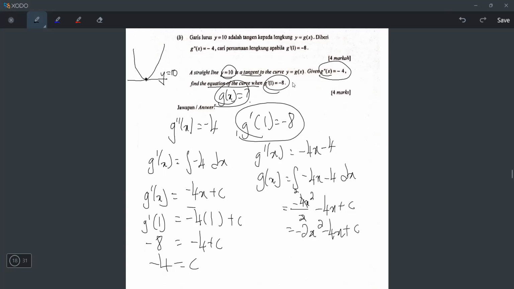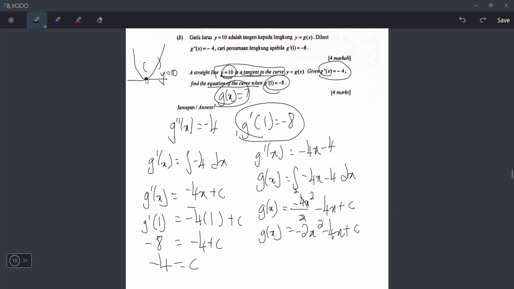But I have to find c. So how to find the c? Remember they say y equals 10 is tangent to the curve. So can you tell me how to find c? If I want to find c, I need the x and the y. I already know y is 10. Don't forget this is g prime x. Wait, let's think about this. Okay, this is gx, right? So I need x and y, right? So what do you think I will do here?